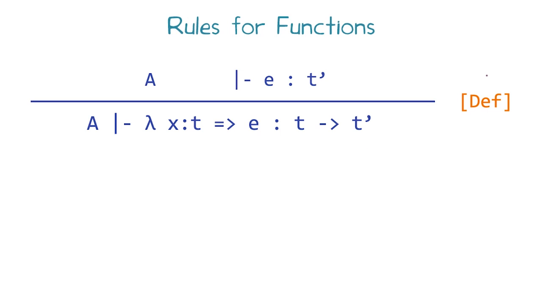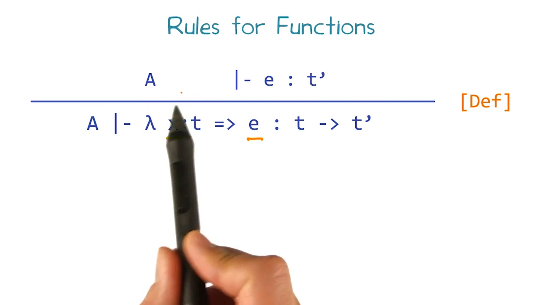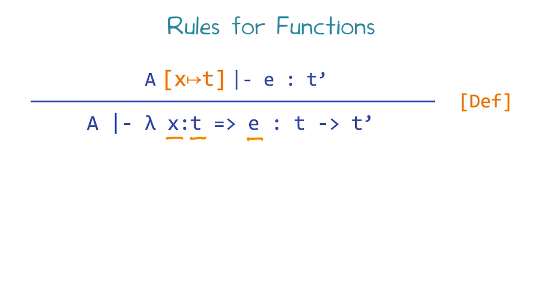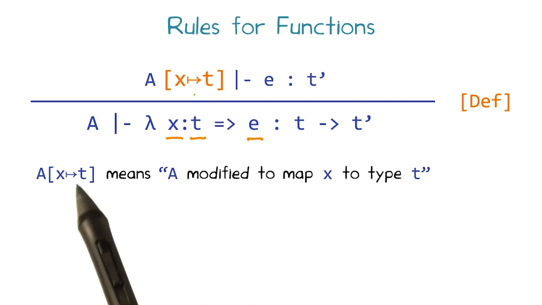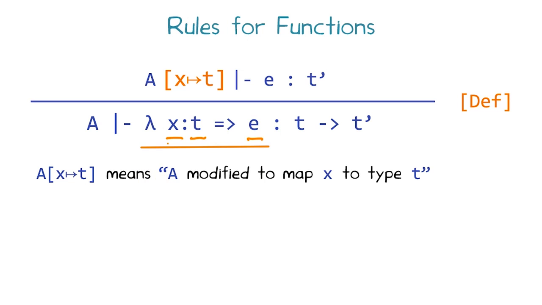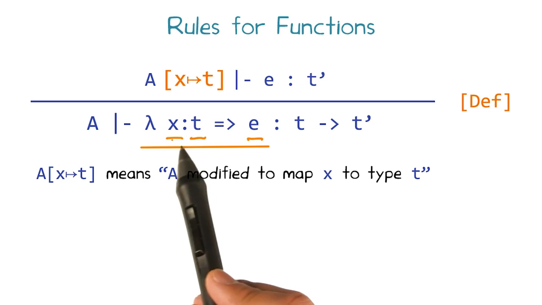Except we have a problem. In this expression E, x is a free variable and we need its type. We can fix this by explicitly requiring the environment to map x to type t. We do so by adding the notation x arrow t in square brackets beside the letter A in the hypothesis of this rule. Notice that this environment is the same as that in the conclusion of the rule, except that the environment in the conclusion of the rule does not give the type of x. This is correct since x is not a free variable in this expression. Rather, it is bound, that is, defined as the argument of this function.